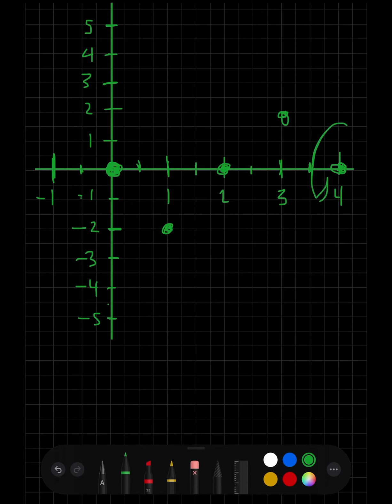Because remember, our A was negative, which means I need to reflect across the x-axis. So let's apply that reflection. My zeros are going to stay the same place. But this point is going to reflect up here. This point is going to reflect down here. So they're going to swap places. So now I've applied my reflection. And that's what I have. But I also have a phase shift to consider and a vertical shift to consider.